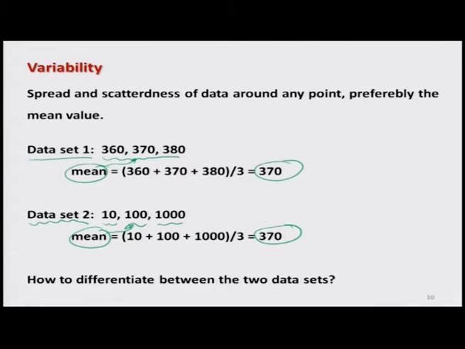So now my question is how do I differentiate between the two data sets? They have some properties which I want to quantify, and this is about the variability of the data. You can see here that 360, 370 and 380, they are very close in comparison to the 3 values 10, 100 and 1000. So that is a property which we try to measure with the different measures of dispersion.